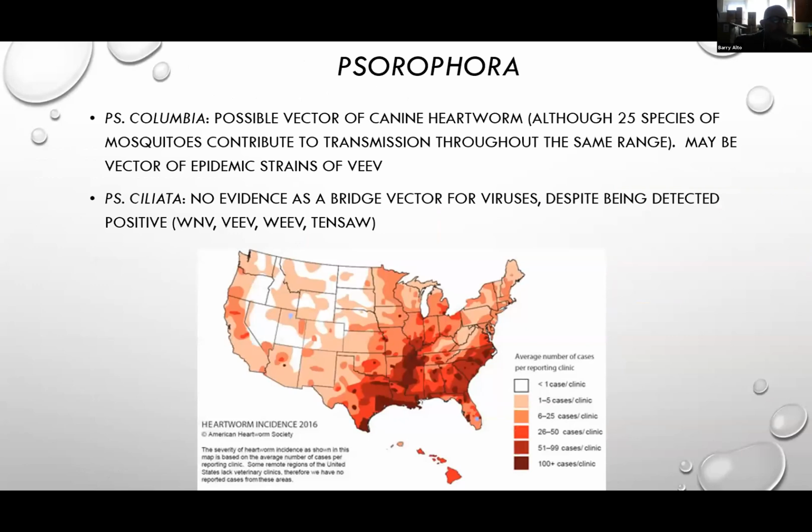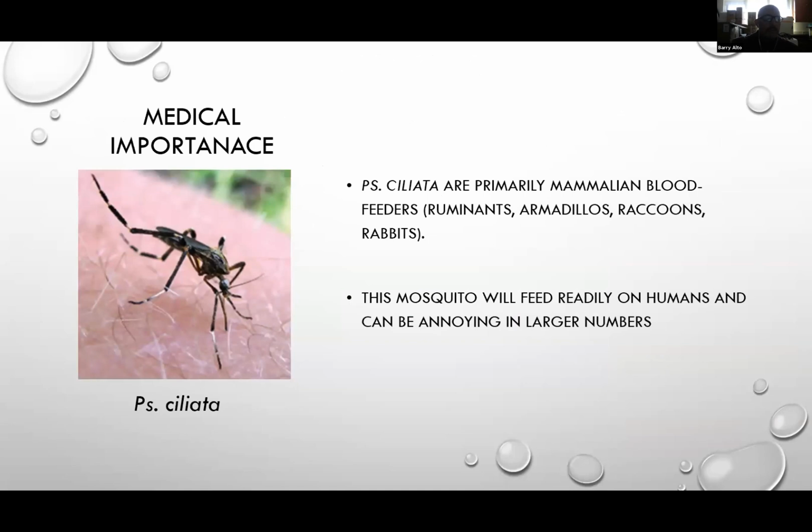Psorophora columbiae is a possible vector of canine heartworm, although 25 species of mosquitoes contribute to transmission throughout the same range. It also may be a vector of epidemic strains of Venezuelan equine encephalitis virus. Now, Psorophora ciliata, there's really no evidence of it as a bridge vector for viruses, but it has been detected to be positive in nature for a number of different viruses shown here. Psorophora ciliata are primarily mammalian blood feeders, so they will feed on our ruminants, including our livestock, armadillos, raccoons, and rabbits, and they readily feed on humans and can be annoying, especially in high abundances.